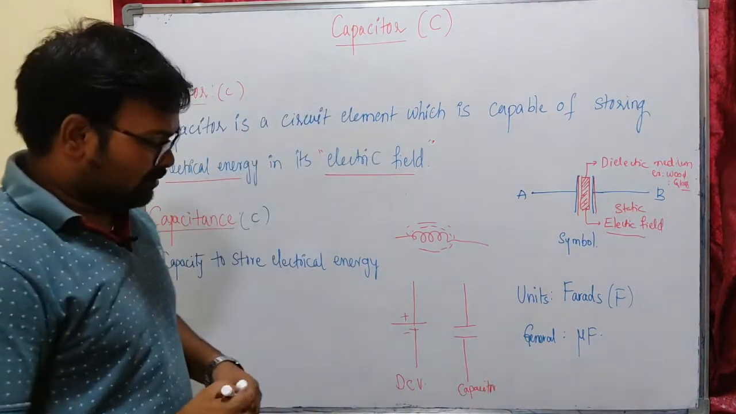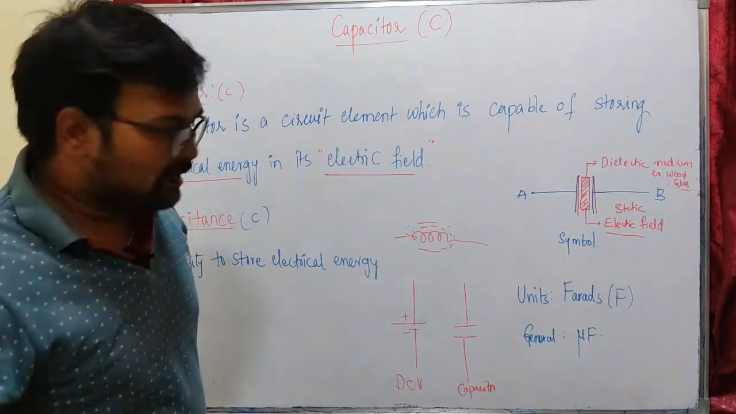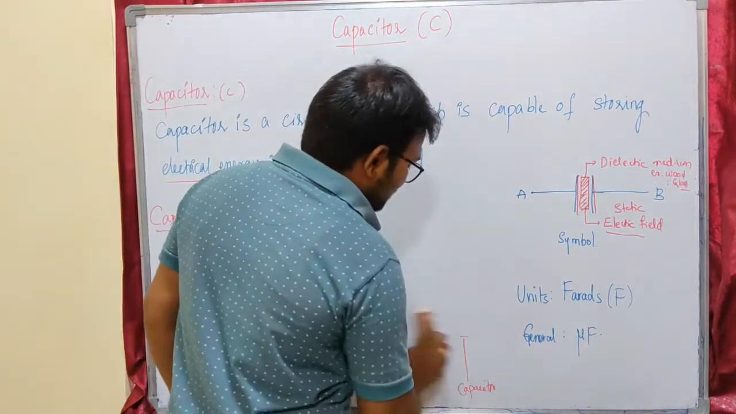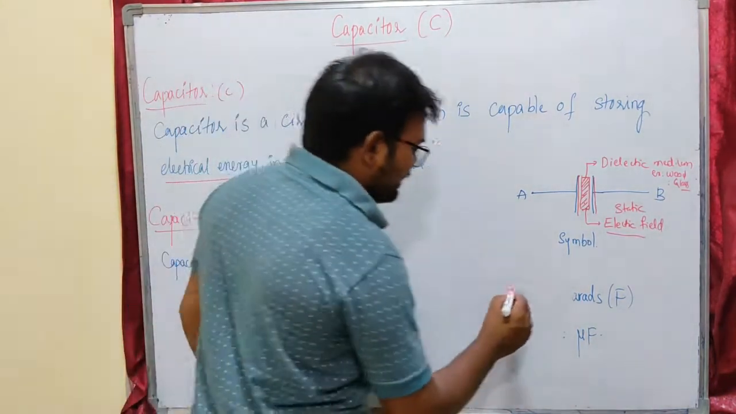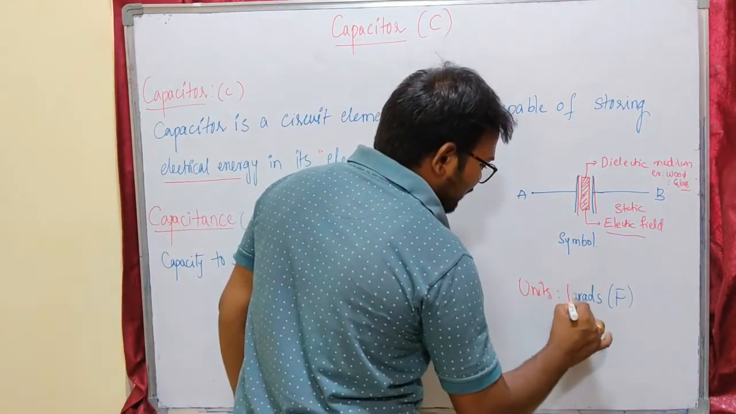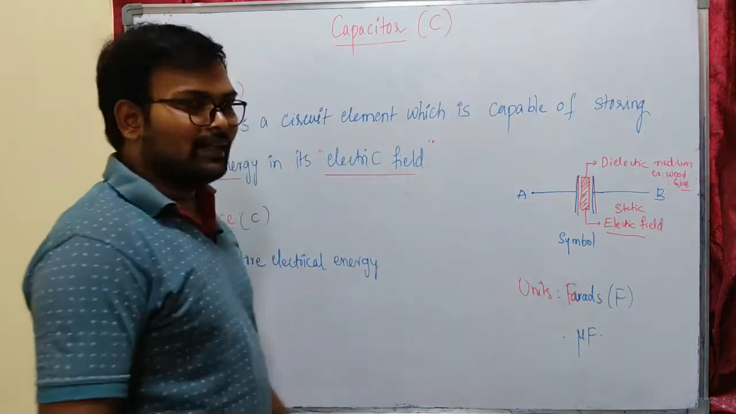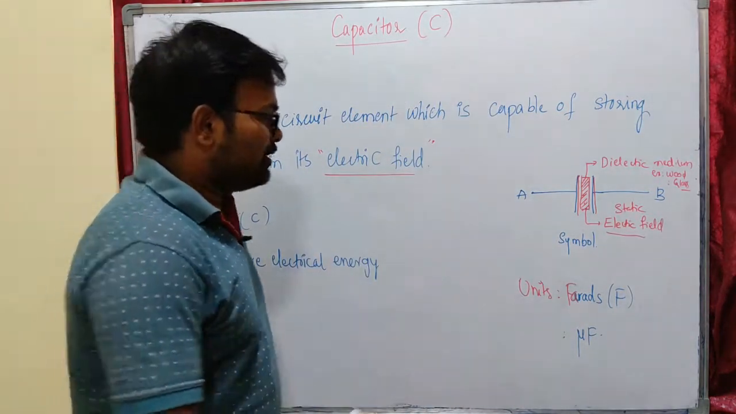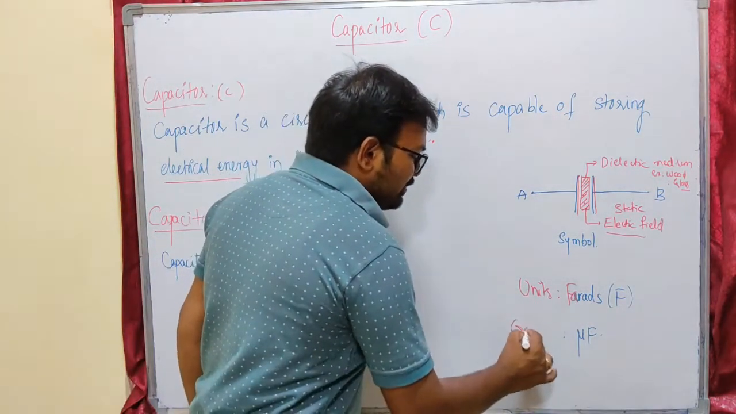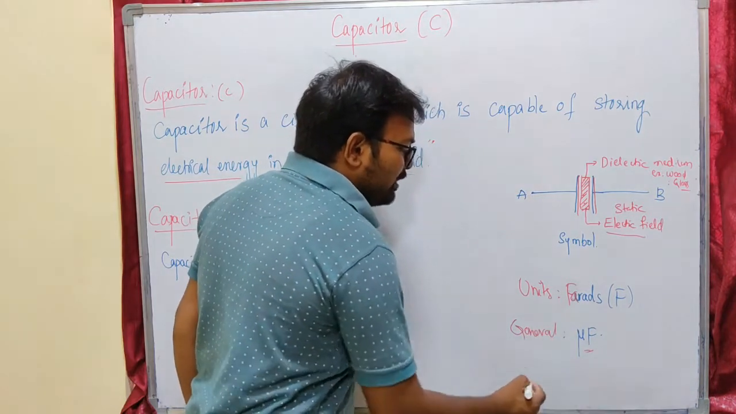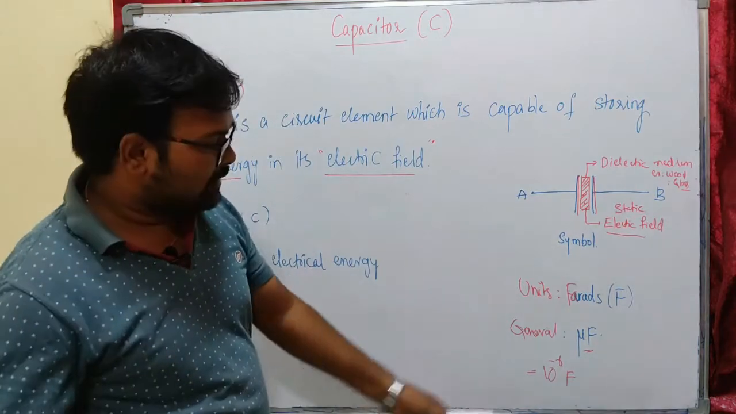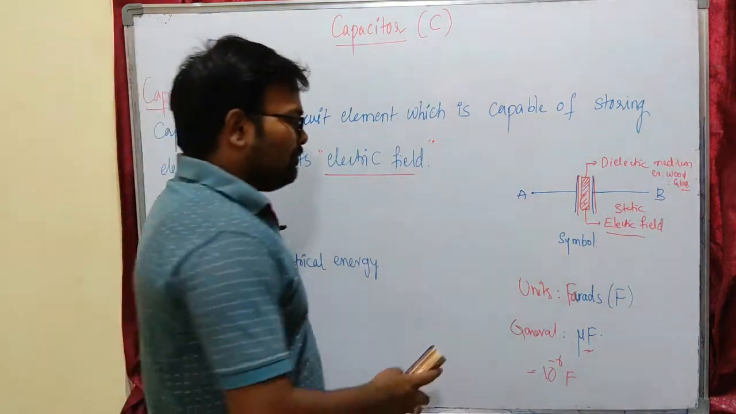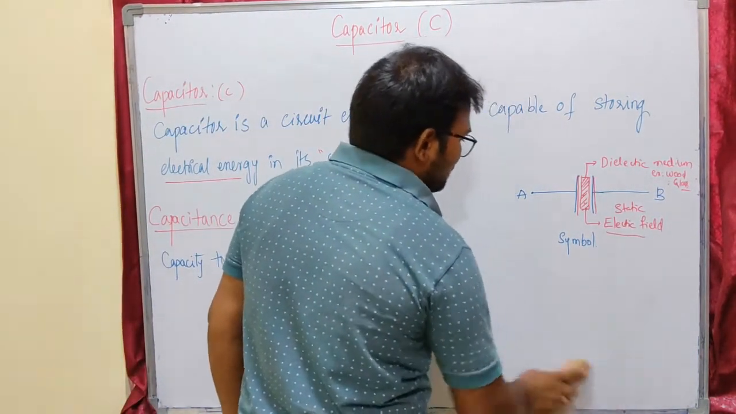Okay, now let us connect our capacitor to a source. The units for capacitors are farads. Units for an inductor are henry. The general use of capacitors is in the order of microfarads, that means 10 power minus 6 farads. So generally capacitors are mentioned in microfarads. Okay, so this is about capacitors.